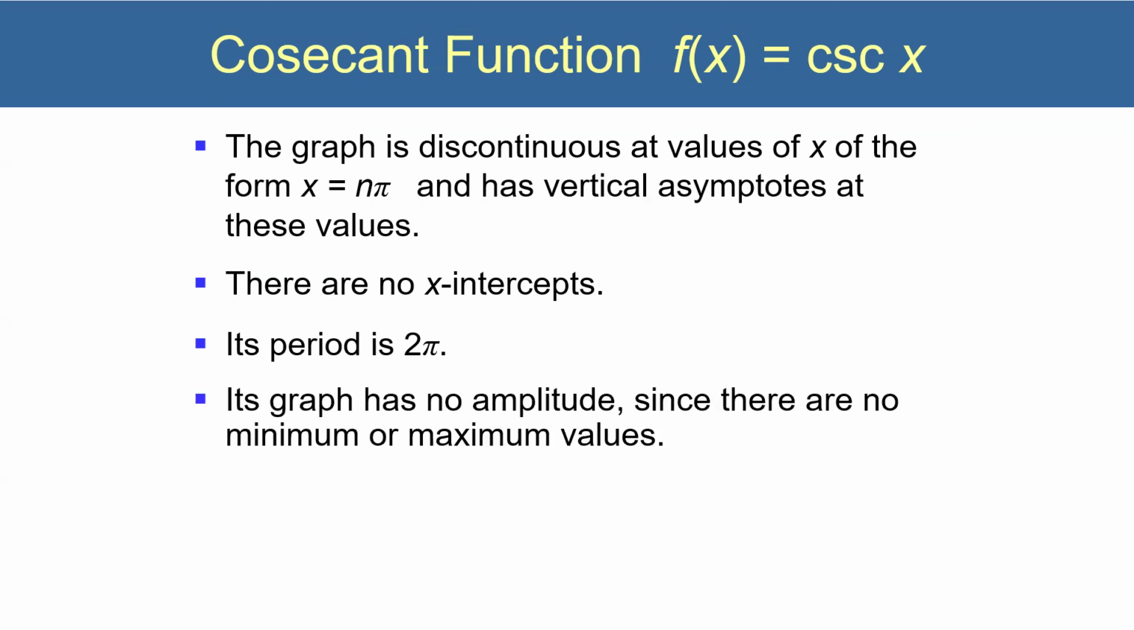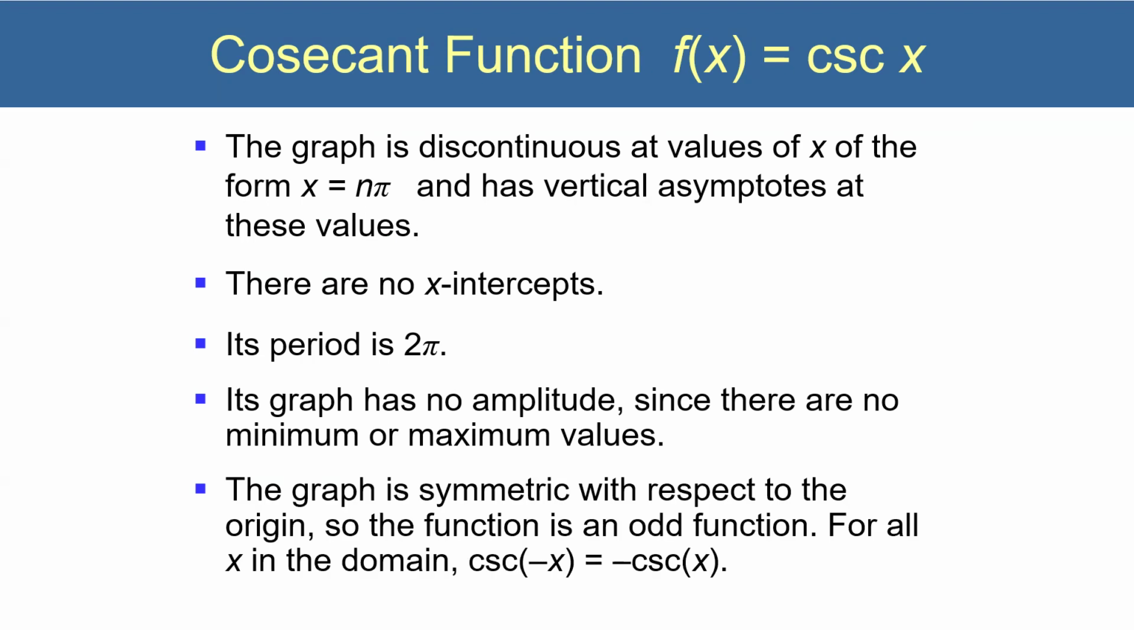The graph has no amplitude because there are no maximum and minimum values. And the graph is symmetric with respect to the origin. So it has that rotational symmetry, origin symmetry, which makes it an odd function. Meaning that if you have the parent function of a cosecant and you turn it upside down, it's going to look the same. Okay. So secant is an even function. It's symmetrical with the y-axis. Cosecant is an odd function. It has that origin symmetry, which means it can be rotated and viewed the same.